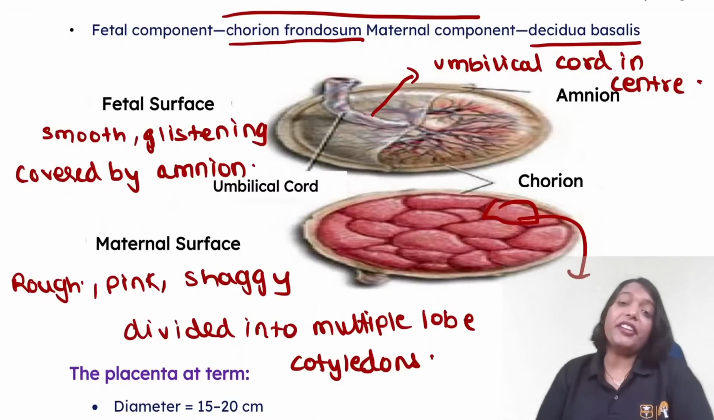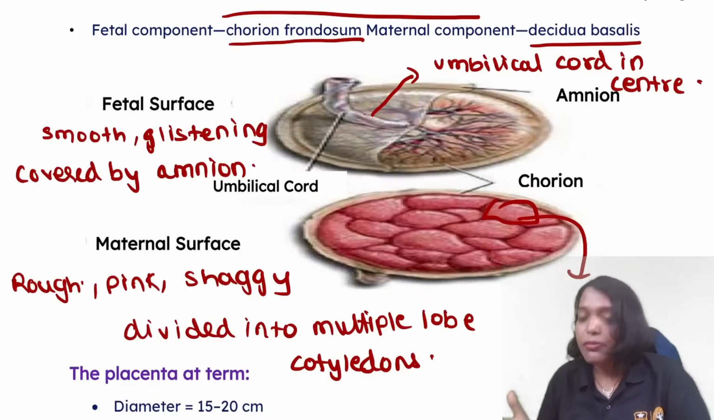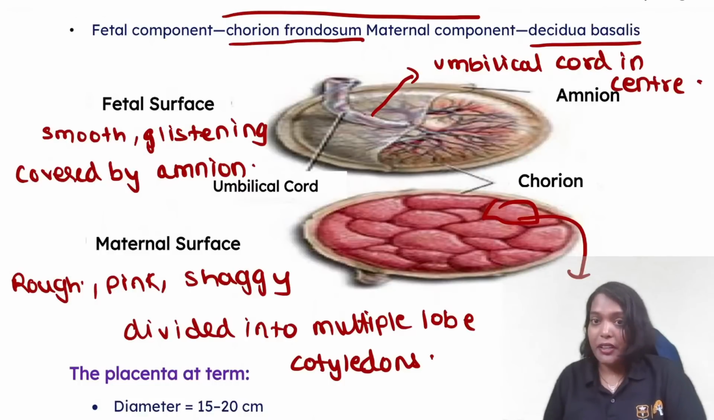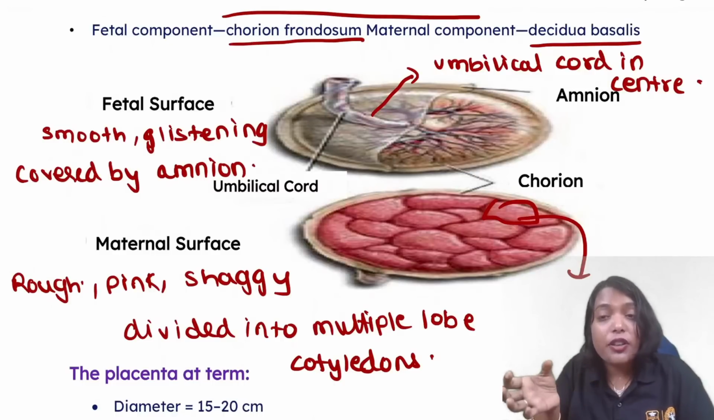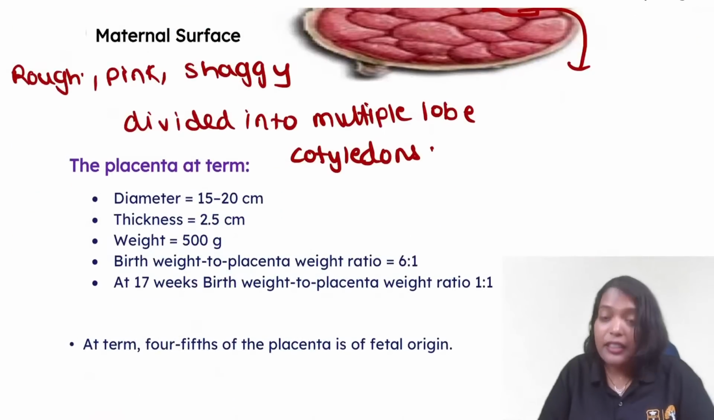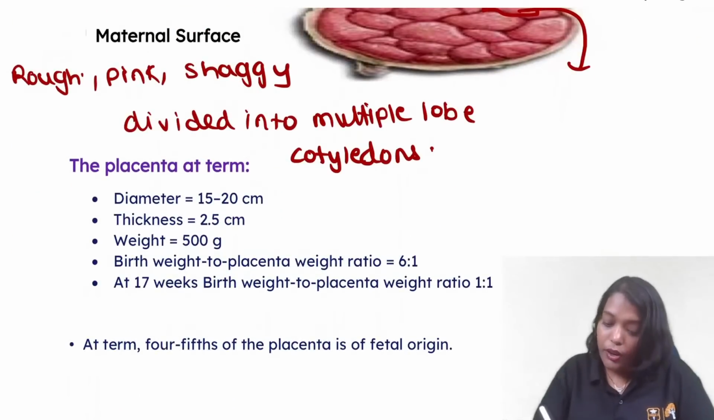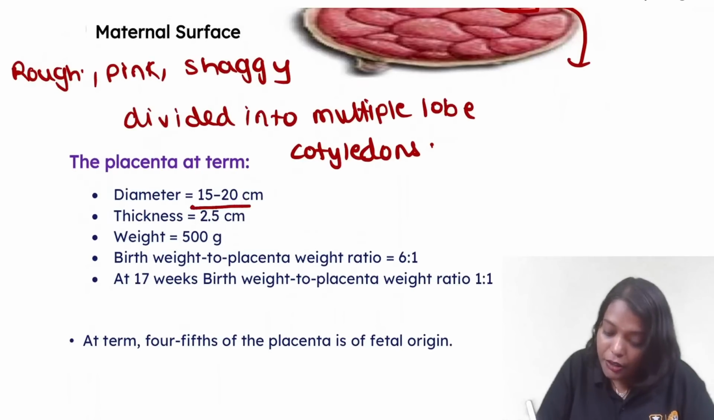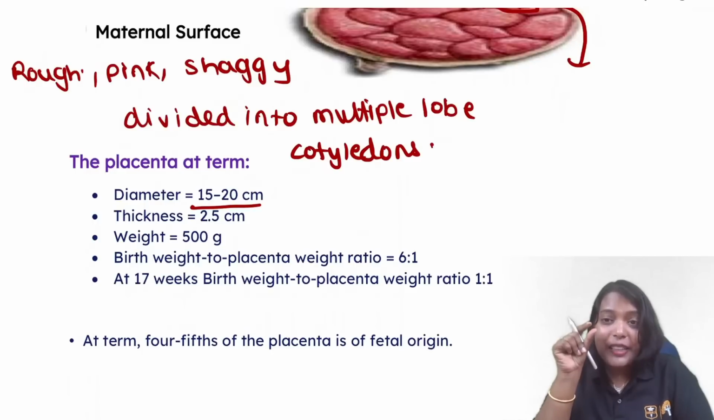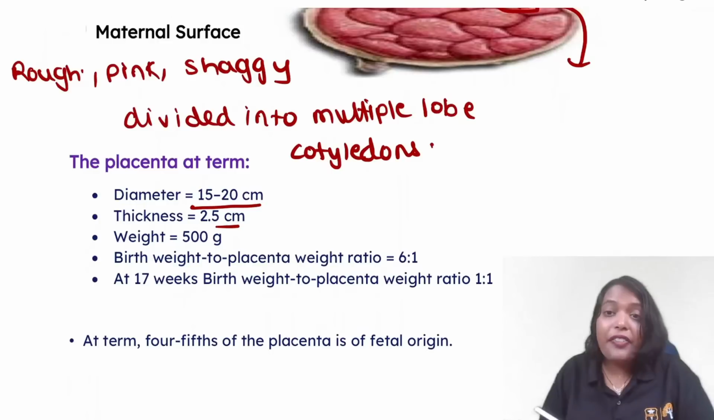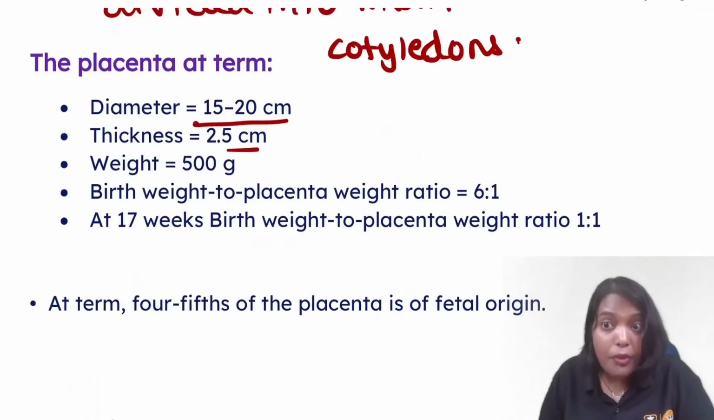So what is important here and what has been asked as an MCQ is the description of the placenta. That is, it is discoid, it is hemochorial, it is deciduate. So this part has been asked as an MCQ, and the normal terminology of the placenta. How is the placenta at term? This also has been asked as an MCQ, guys. So you should be knowing this. So at term, placenta diameter is 15 to 20 centimeters. It's usually around 2.5 centimeters thick in the center. It weighs around 500 grams.